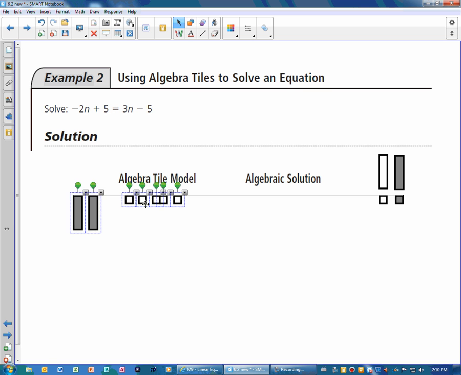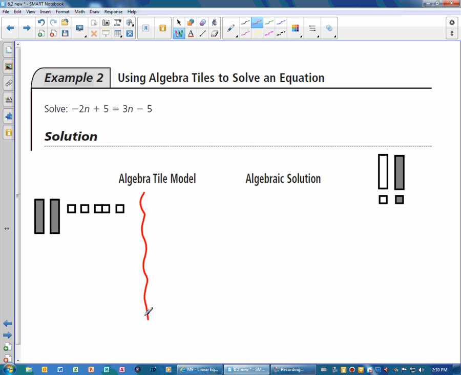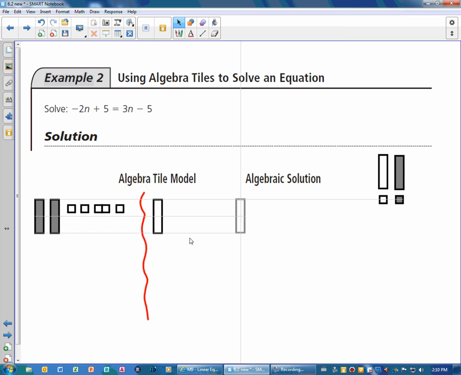I'm going to need more room. So draw these as I'm doing them. Negative 2n plus 5, and then we put a little squiggle to stand for the equals. Equals 3n minus 5. 1, 2, 3, 4, 5. Okay, so on underneath, let's get a line going.